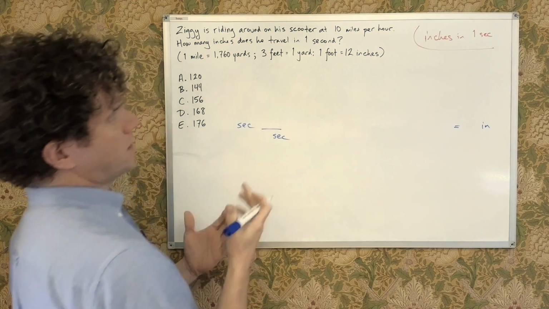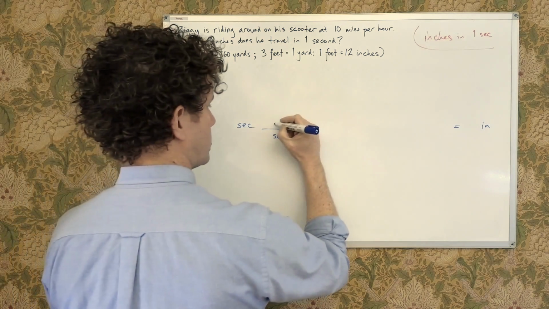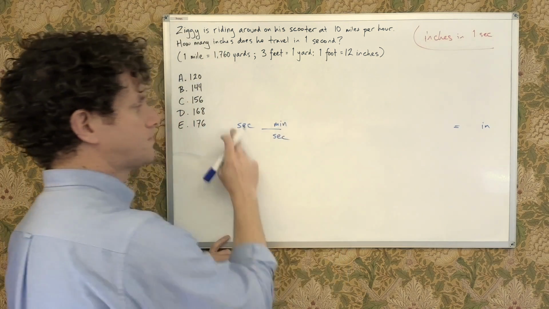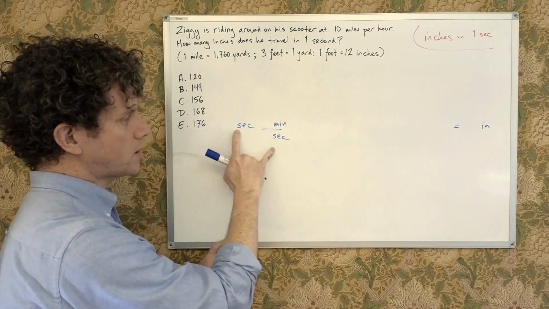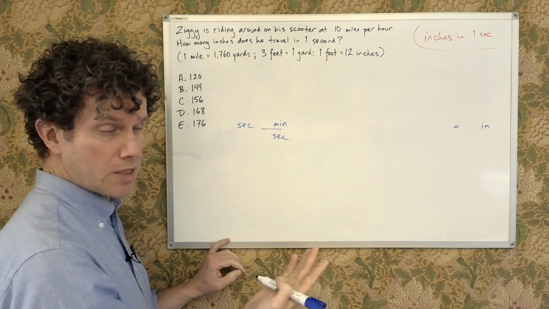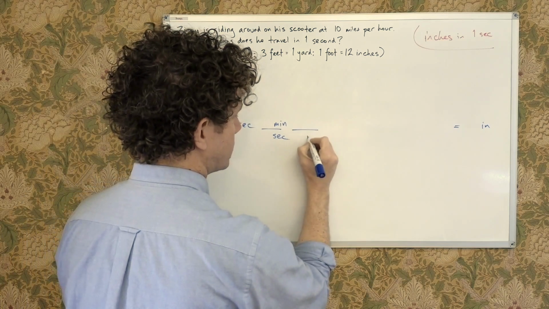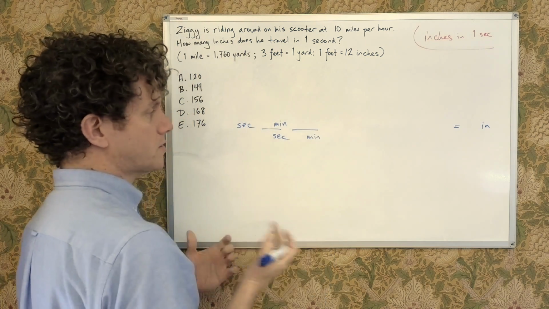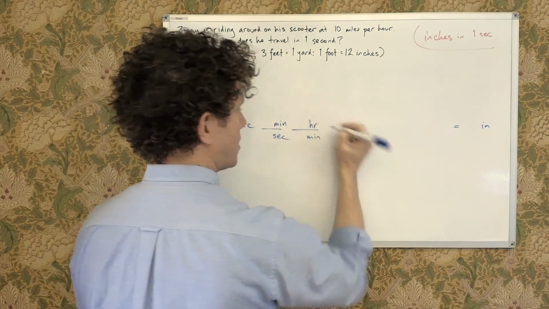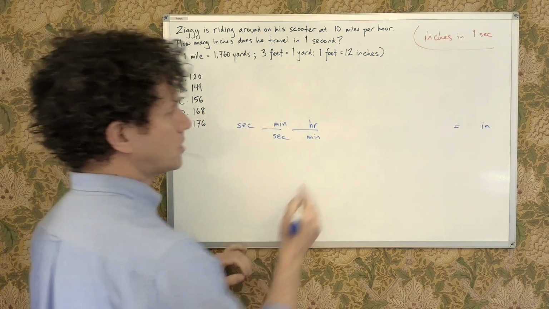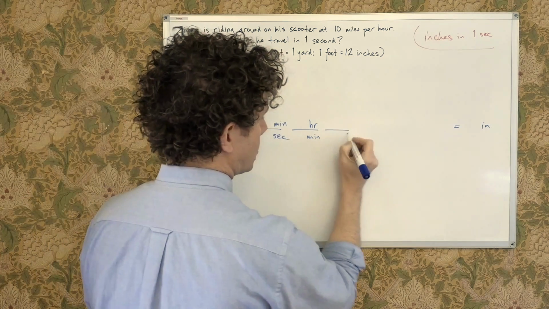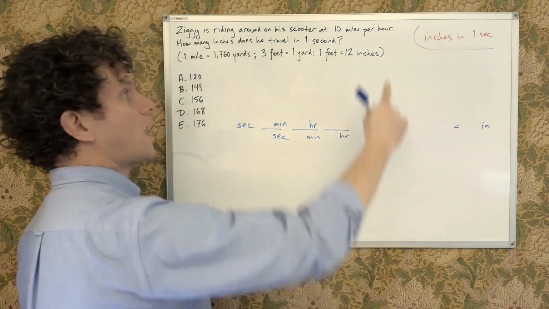Well, it doesn't say so, but we know that seconds are in a relationship with minutes. If we do that multiplication, we can cancel our seconds, but we'll have an answer in minutes. We don't really want that either. What's another conversion that will let us cancel out minutes? Well, minutes are in a relationship with hours. Still not what we want. What's in a relationship with hours?